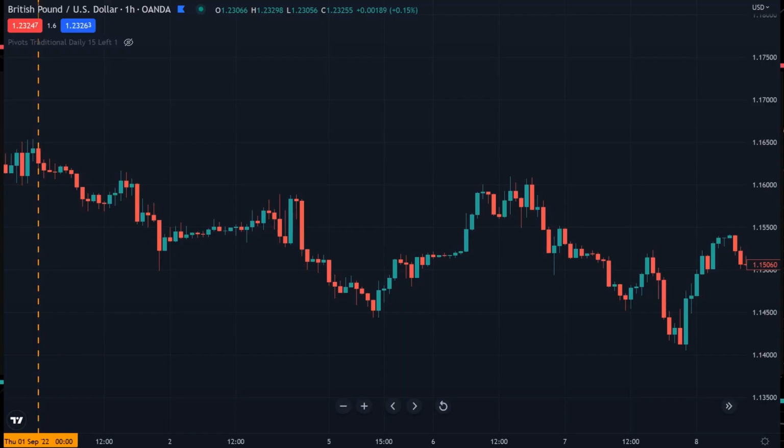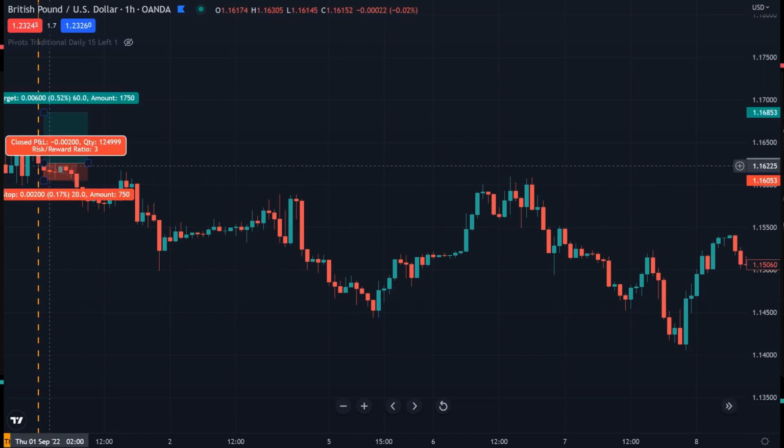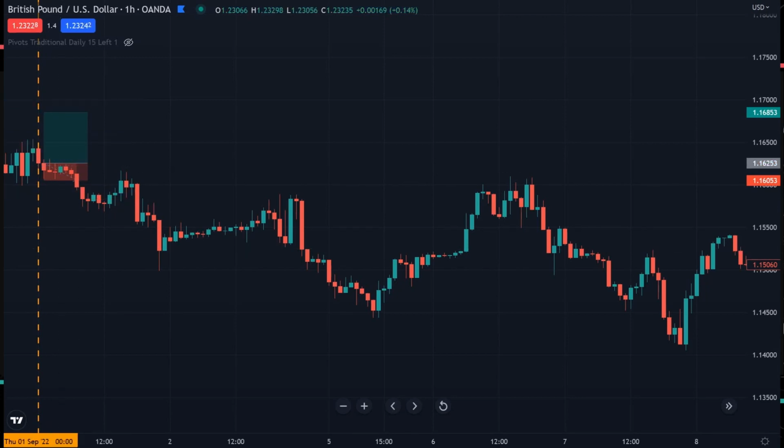Over here we have the chart for Great Britain pound versus USD. As mentioned in the previous chapter, we will enter the first trade with a take profit of 60 pips and the stop loss of 20 pips. As you can see, the trade turns out to be a loser. So we entered another trade which was able to hit the take profit level. These 2 trades gave us a total of 4 pips profit.